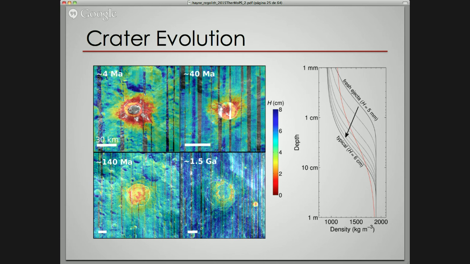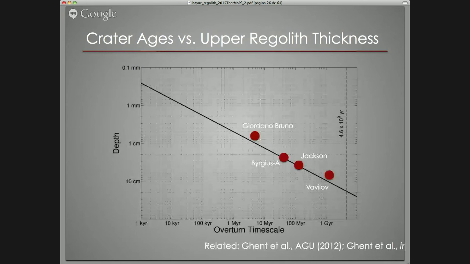And you can actually plot that in this way. So in this case, I'm plotting that H parameter value. Again, it's the e-folding depth of the thermal inertia, essentially, as a function of crater age for these points. So these are craters that have pretty good constraints on their ages based on smaller crater counts. So you see this trend from the youngest craters having the shallowest regolith to the older craters having deeper regolith.